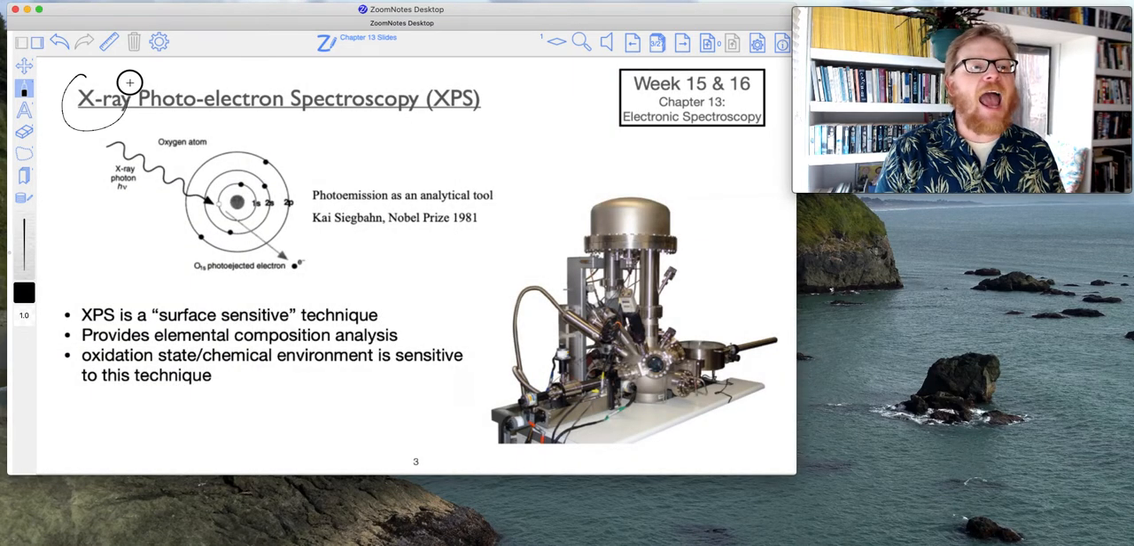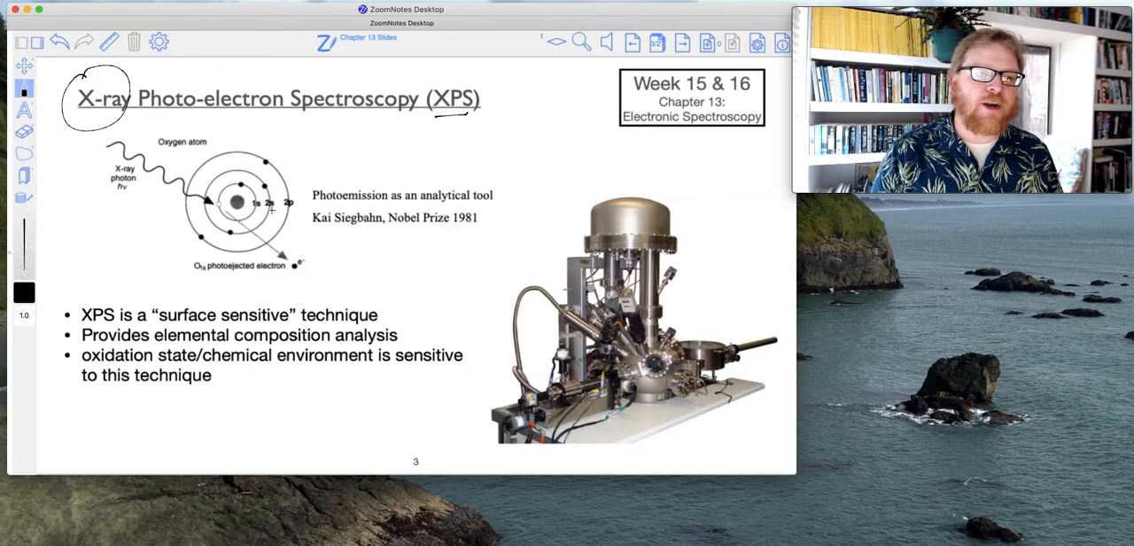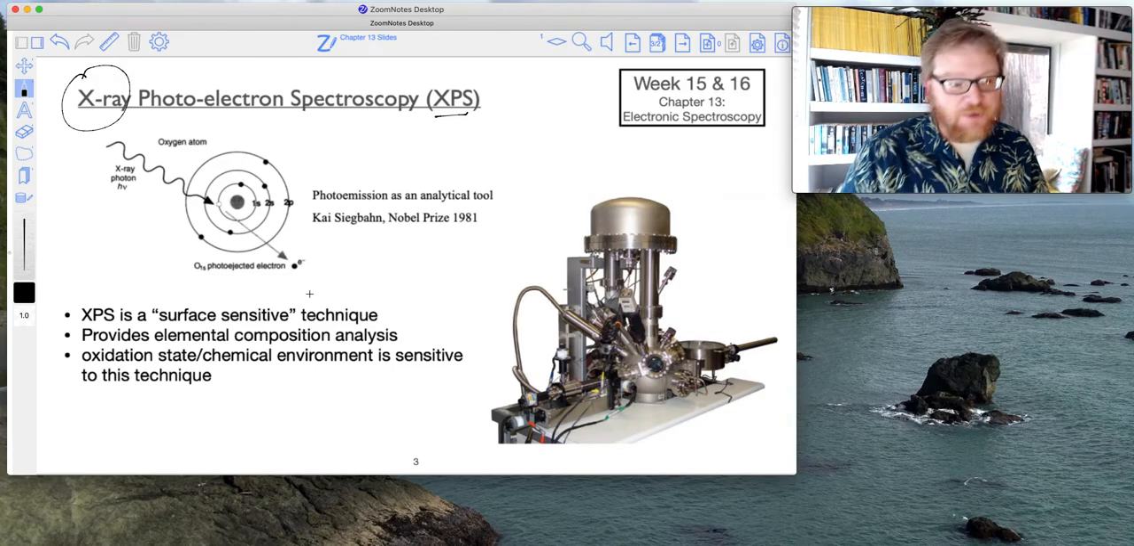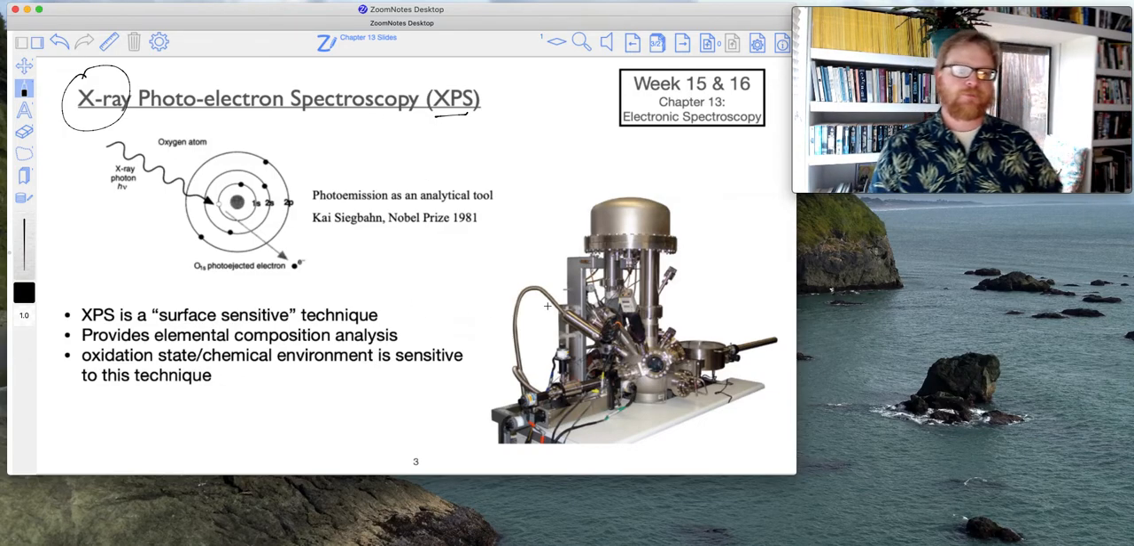So specifically, X-ray photoelectron spectroscopy, or more commonly known as XPS, will ionize core electrons. Here you can see our Bohr model diagram of an oxygen atom with its various electron subshells. X-ray photons, as it turns out, are energetic enough to knock out core electrons. In the case of oxygen, this is knocking out the 1s electron, so it's completely ionizing that electron.